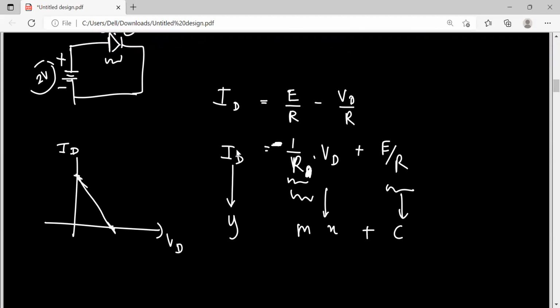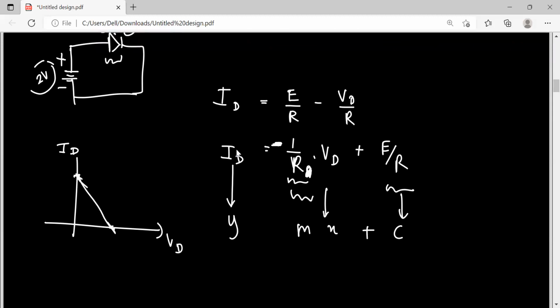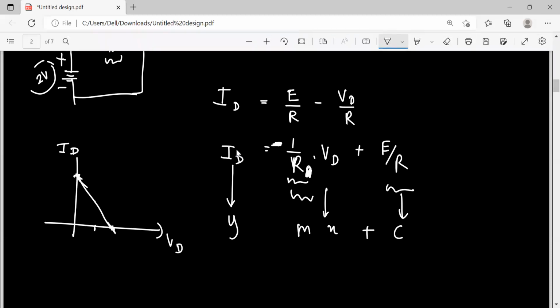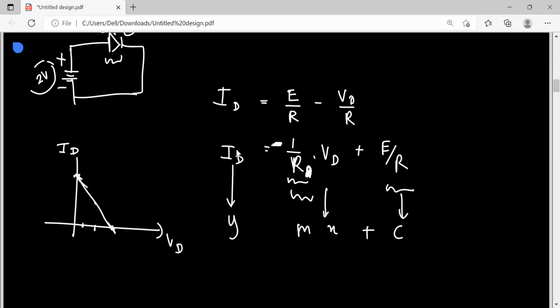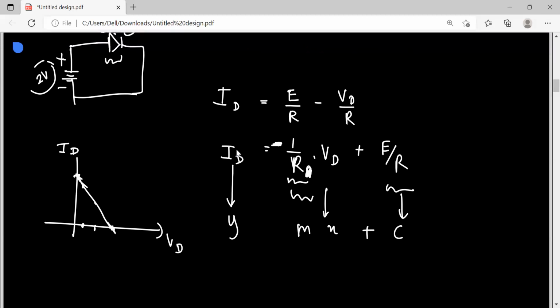So according to that circuit, you can assume if the voltage is here, the current should be at this point. If the voltage across the diode is over here, the current is going to be on this side. But another important thing is, what's this? We have already learned a graph, and now we are going to learn another graph, the one for ID and VD.